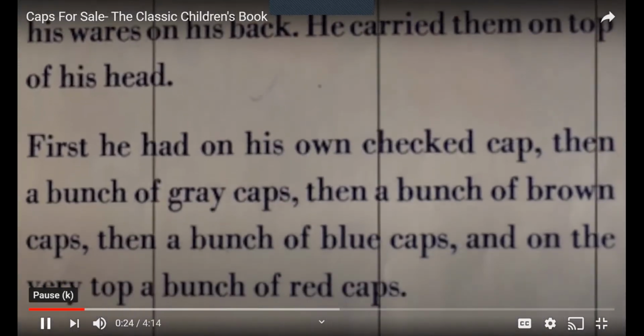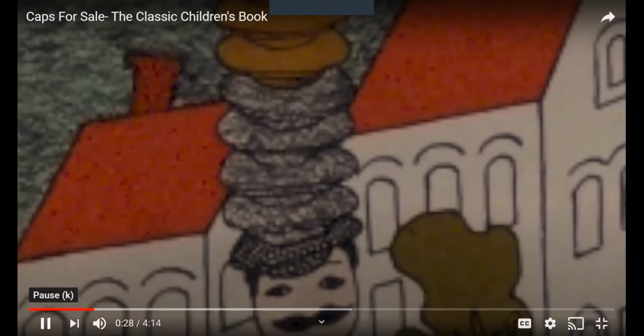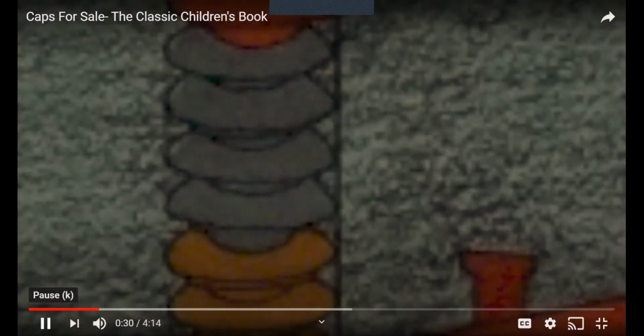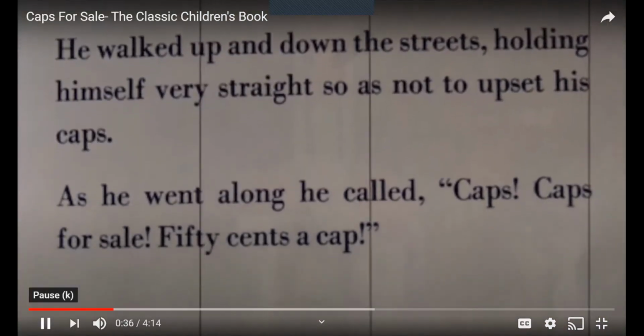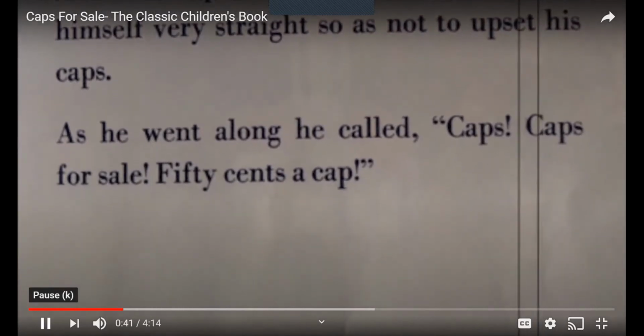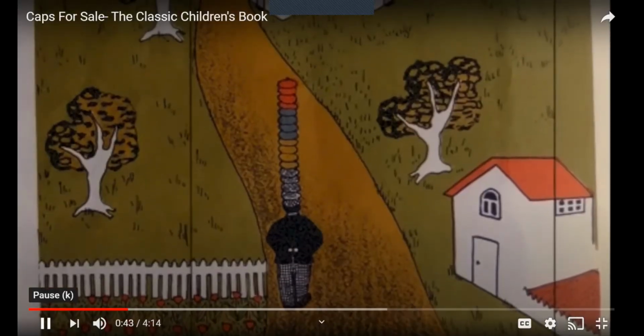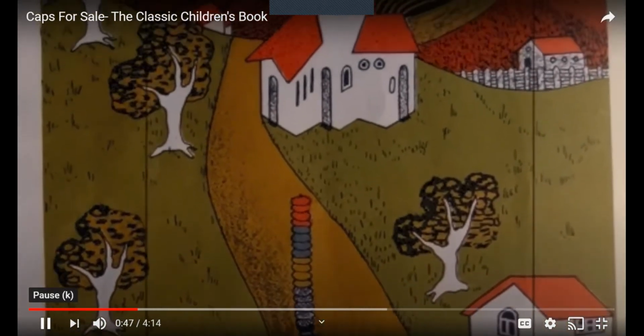First he had on his own checked cap, then a bunch of gray caps, then a bunch of blue caps, and on the very top, a bunch of red caps. He walked up and down the streets, holding himself very straight, so as not to upset his caps. As he went along, he called, "Caps, caps for sale, 50 cents a cap."